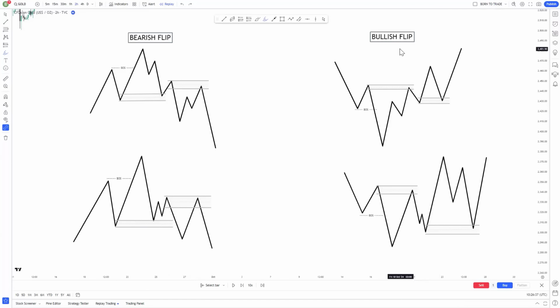Now we have a bullish flip right here, and a bullish flip in this case is simply a supply zone becoming a demand zone. And this is simply indicating a potential change in price. This means that price is going to move to the upside because a supply zone has now flipped to a demand level. Now, what do I mean from here?